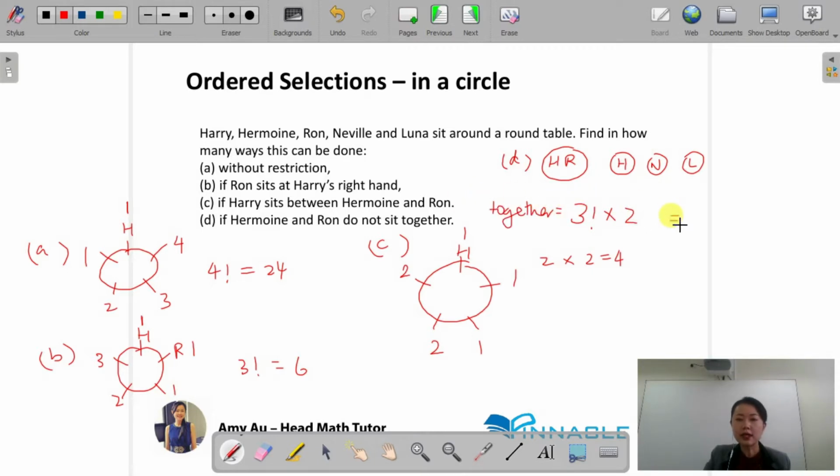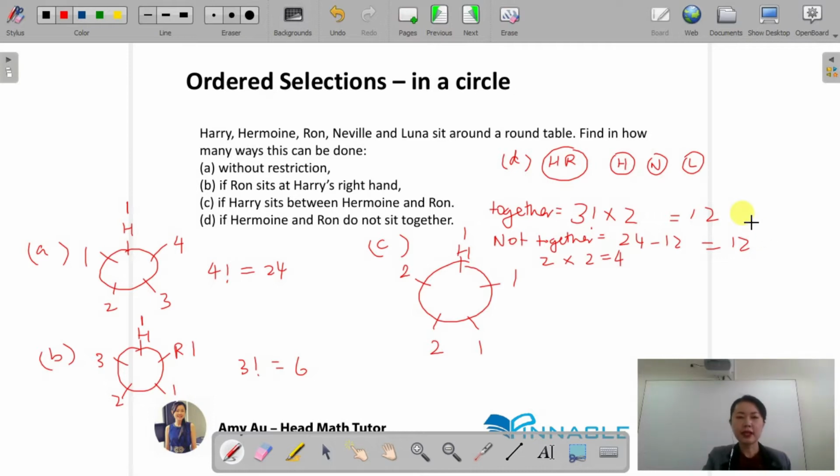So that's 12. So then from here, if they're not together, if you take this away from no restrictions, so 24 minus 12, which is also 12. So that's the opposite case, happens to be the same amount in this case.